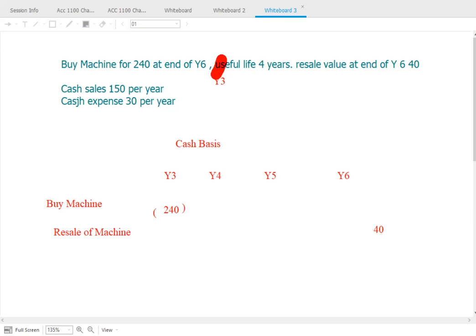Cash sales. If it is sales and I'm going to receive cash, that will be an inflow. So every year I'm going to have $150 representing an inflow of cash when I sell products. Cash expenses, that means expenses paid in cash. This represents an outflow. So every year I'm going to have $30 as an outflow of cash.